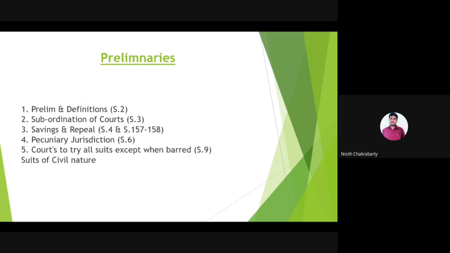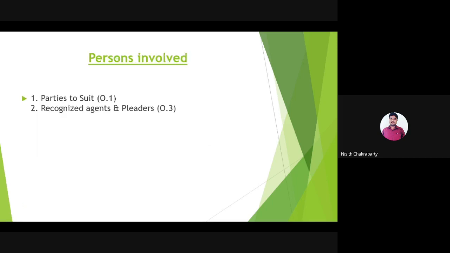So while preparing for examination, if you read like I'm telling you to, I think it will be very easy, because you forget the chapters that have been given in the CPC. Please know that there is one chapter that is called preliminary. You study these things and your preliminary chapter is done. Second is persons involved. So you read Order 1 and Order 3.